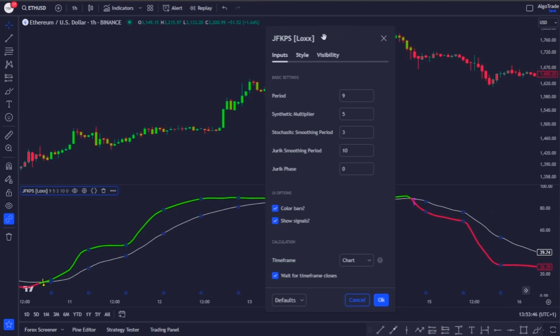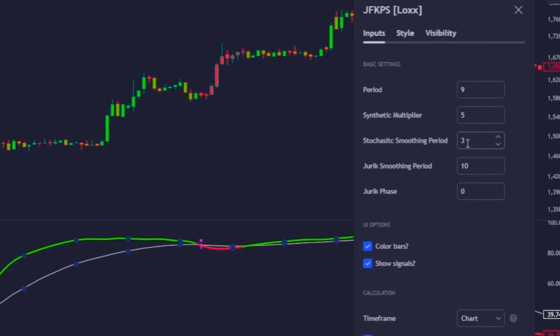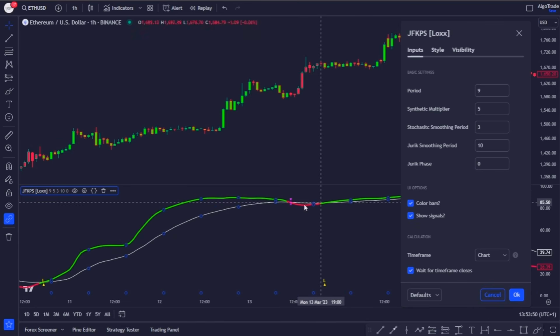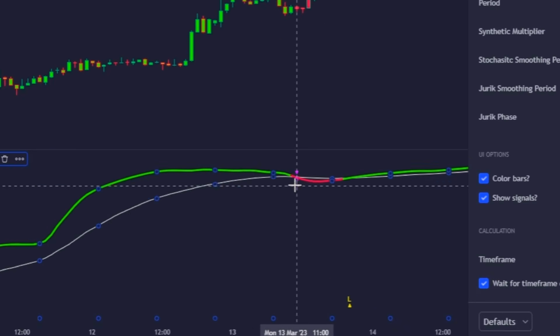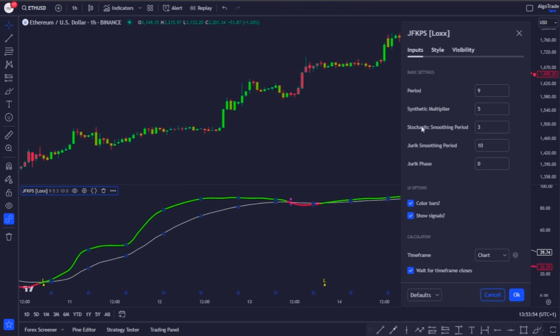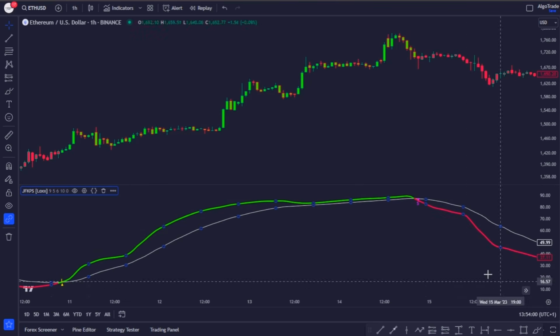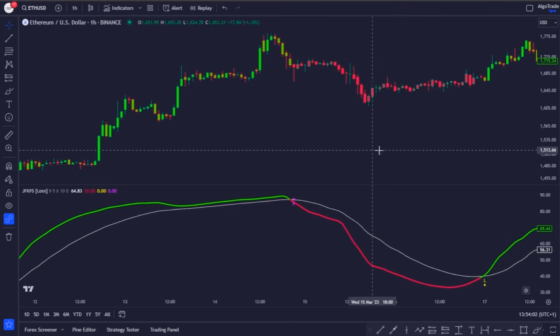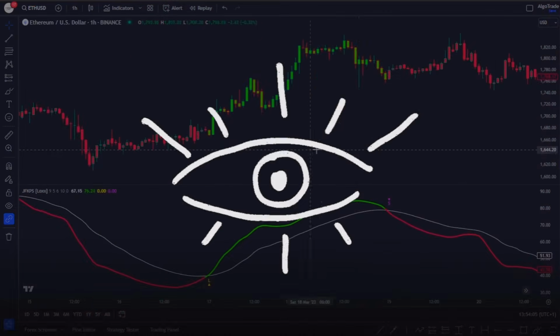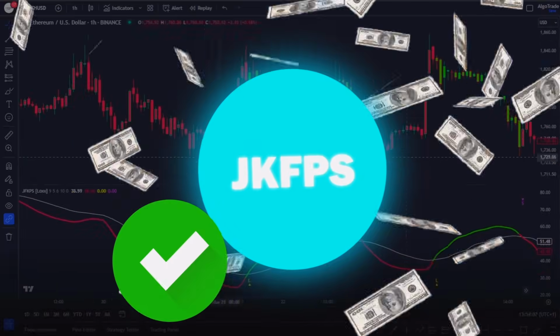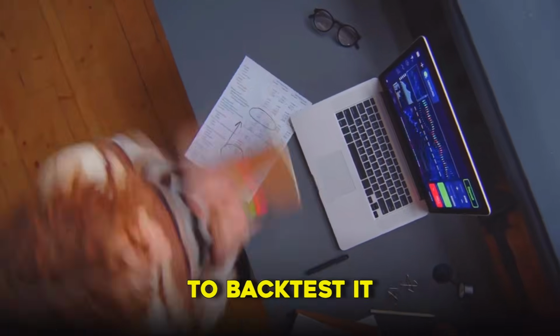By default, its settings are 9, 5, 3 and 10. But to clear some fake signals, like these ones here, I prefer to increase the stochastic smoothing period to 6. As you can see, in this way we can clear some fake signals and make the indicator more accurate. But of course, to discover if this indicator is really profitable or not, we will need to backtest it.